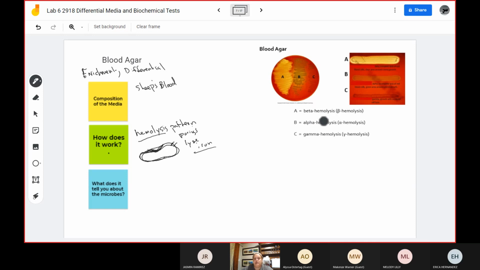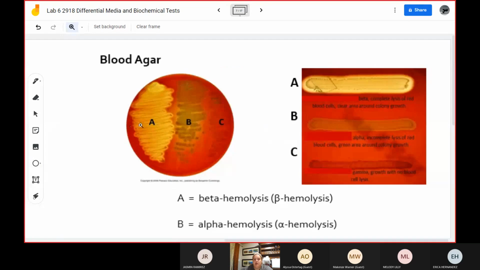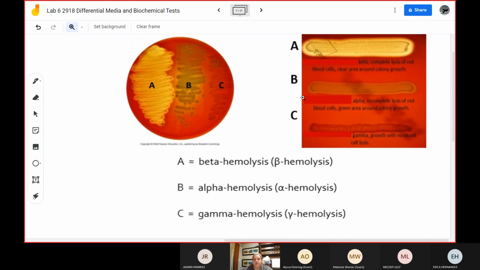And there's 3 different patterns of hemolysis that you can differentiate. So I'm just going to zoom in here, but this is on that PowerPoint. So A, B, and C are 3 different types of bacteria on this plate. A shows what's known as beta hemolysis. So beta hemolysis is complete lysis. If you held this up to a light, you would be able to see the light through the plate because you've completely broken down those blood cells.